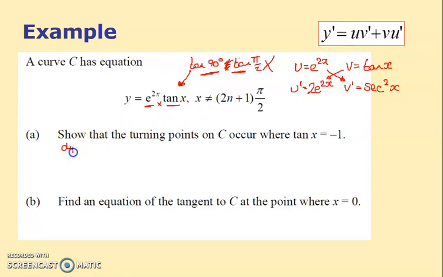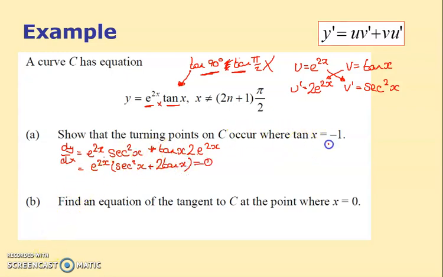So dy by dx equals, this one first, e to the 2x sec squared x. You should remember that sec is 1 over cos, plus tan x, 2e to the 2x. And you can take out common factors, and it's nice to take out common factors. It's easier to solve the equations when you set them equal to 0. So I'm going to write e to the 2x, and in brackets I get sec squared x plus 2 tan x.